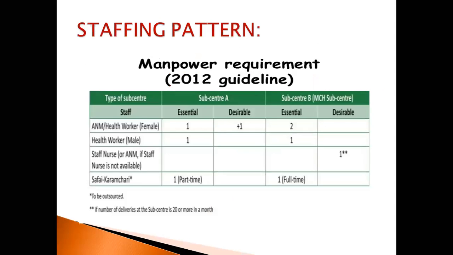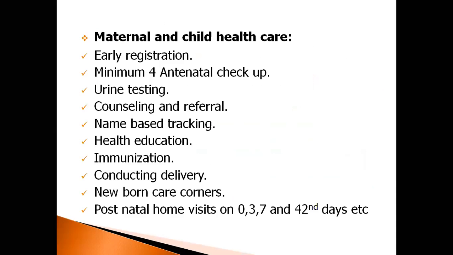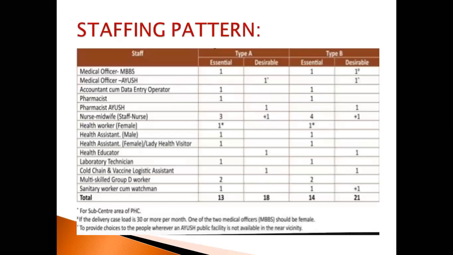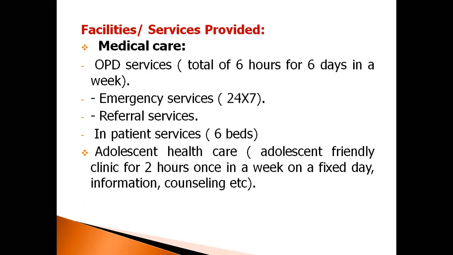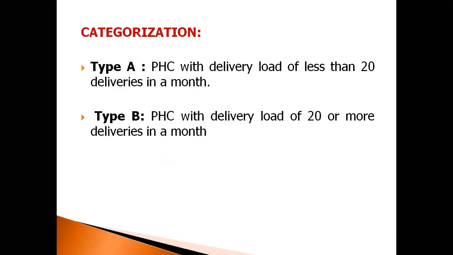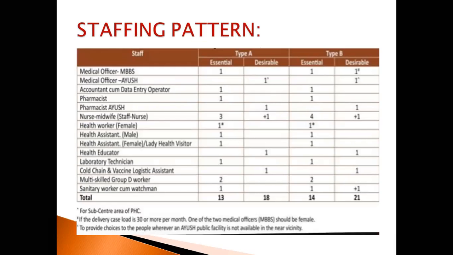If you still remember, I have told you about essential and desirable services. Whenever we say essential, that means these are compulsory. These services should be there, and desirable means if permitted or if we have extra, then we can have those. Those are like extra services. We also discussed last time the primary health center, type A and type B, and then we saw the staffing pattern.